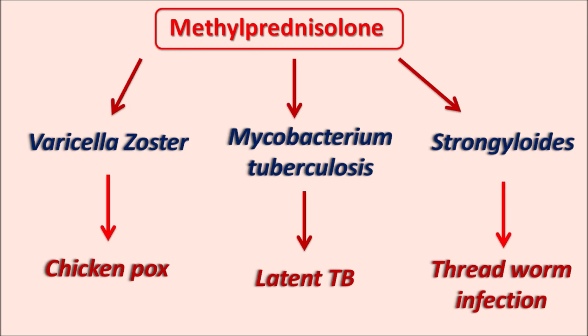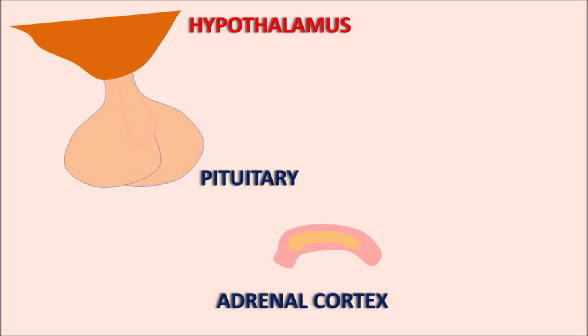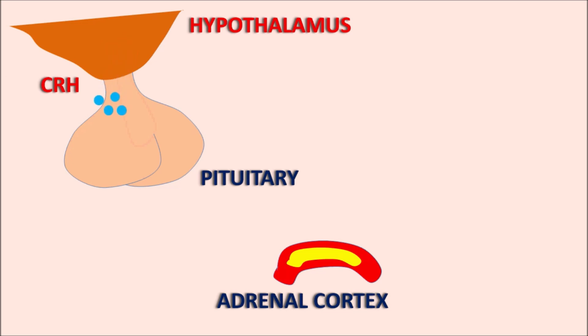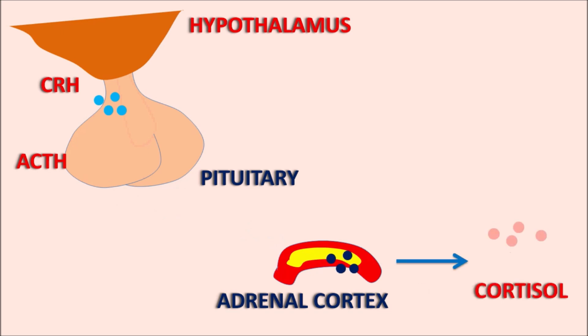Another important one is the action on the HPA axis. So this is the hypothalamus, and this is the pituitary, and this is the adrenal cortex. This axis is what we call the HPA axis. From the hypothalamus, corticotrophin releasing hormone is going to be released which acts on the pituitary, and from the pituitary ACTH is going to be released. This is going to act on the adrenal cortex, and from this adrenal cortex cortisol is going to be released.